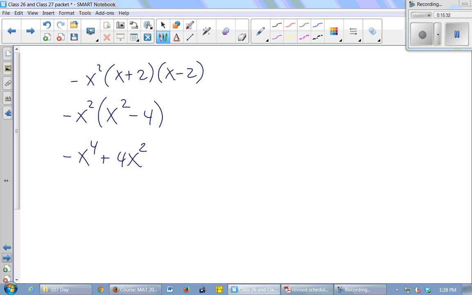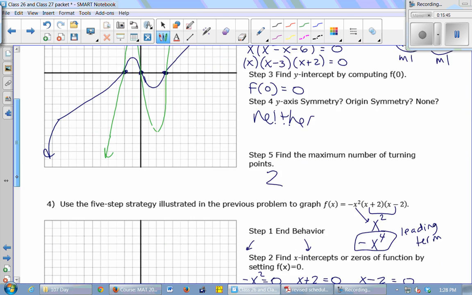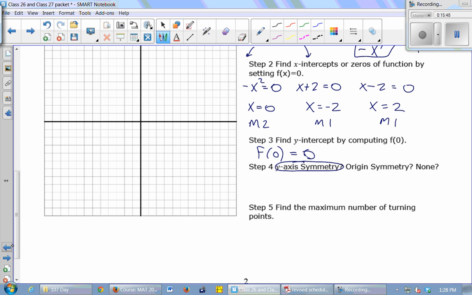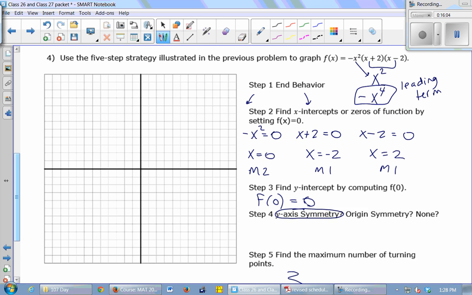So we also could have done all of this multiplication to get the leading term for the end behavior. Does everybody have it? All right, so I know it has y-axis symmetry, and the maximum number of turning points in this case would be 3 because the degree is 4. So I could have none, 1, 2, or 3. Yeah, I could have 1. I can't have none because that means my end behavior would have to look like that.